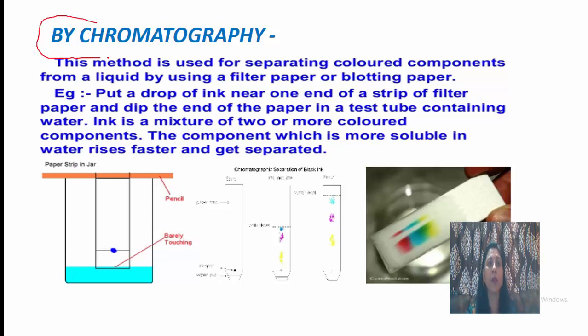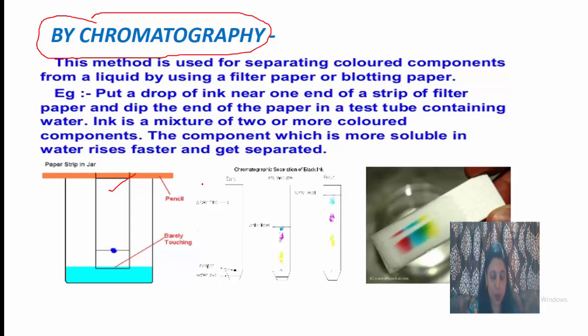Now the next technique is by chromatography. This chromatography is used for separating colored components from a liquid by using a filter paper or blotting paper. Okay? For this, what is chromatography? It is a technique of separating two or more dissolved solids which are present in a solution in very small quantities. Many types of chromatographies are there, but the simplest form of chromatography is paper chromatography. You can see this is a paper in this jar. This is paper chromatography. Okay.